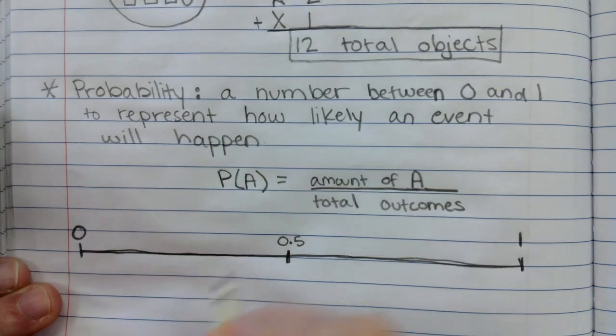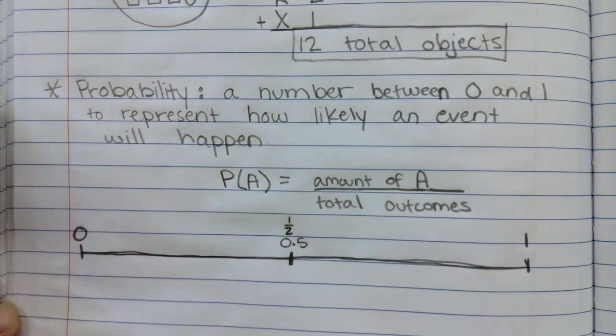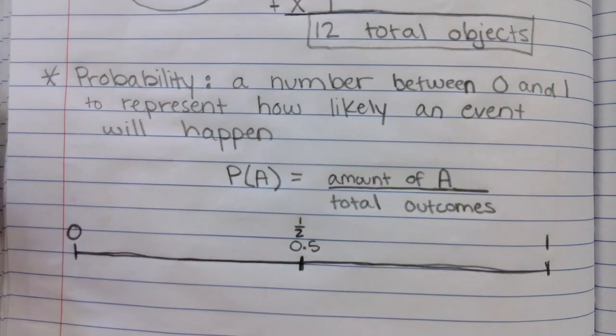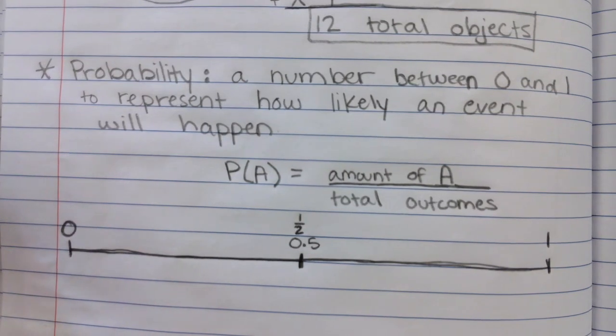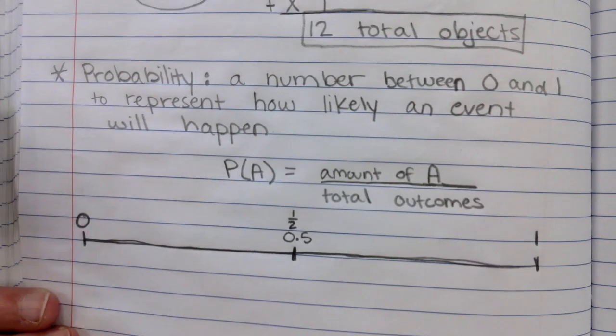What's half as a percent? 50. Yeah, when something's 50-50 or 50% chance, so that's 50%. What would 1 be as a percent? 100%. Good.